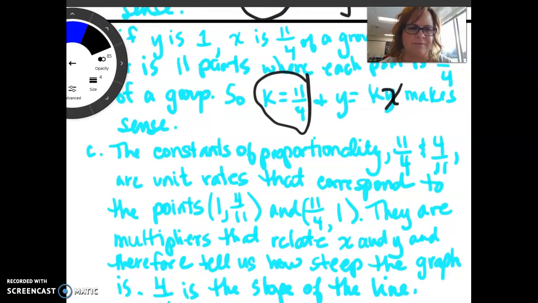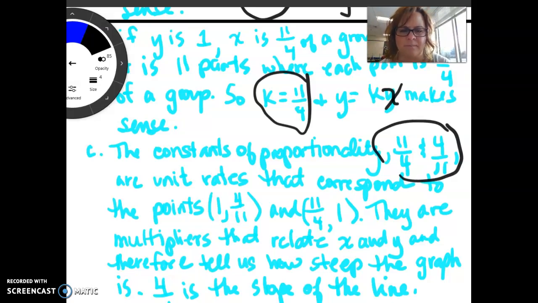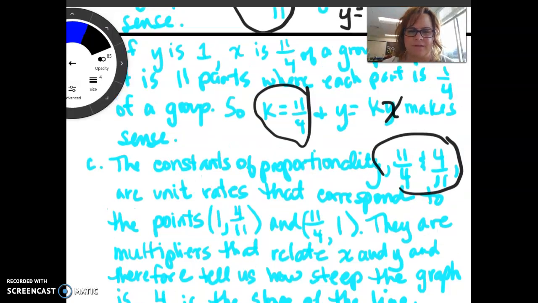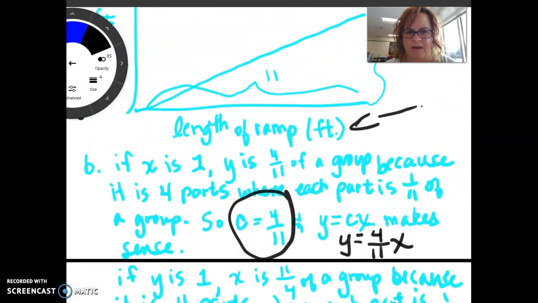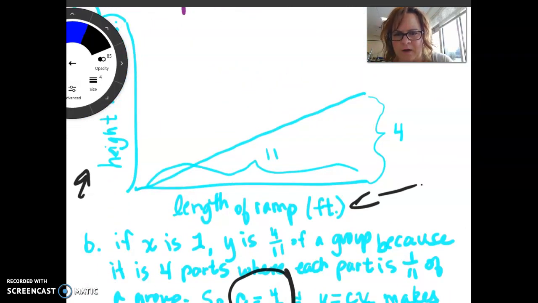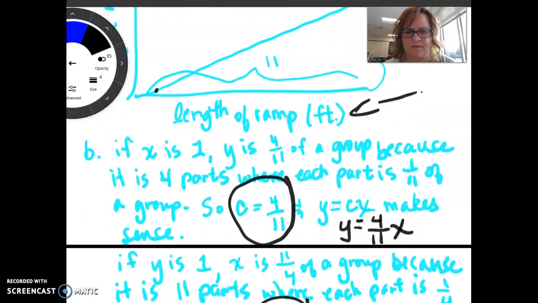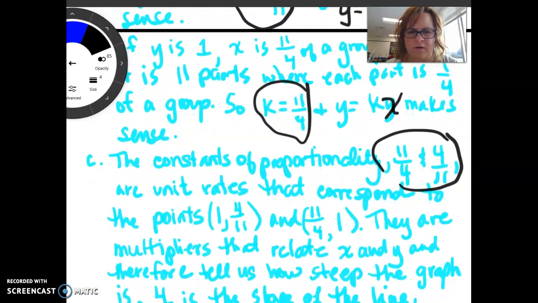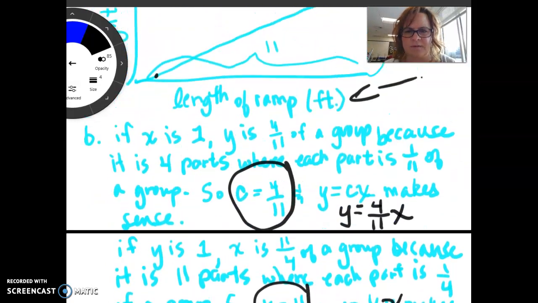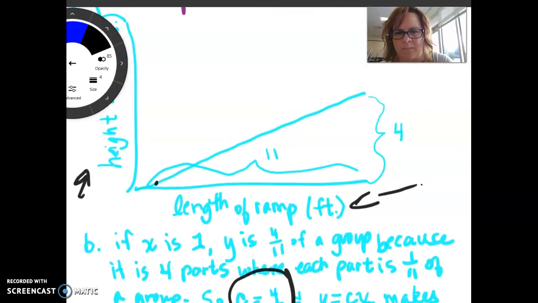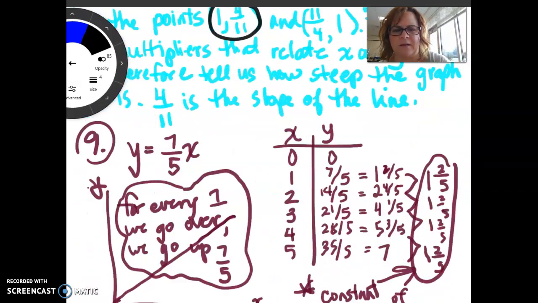graph. They're 11/4ths and 4/11ths, and those are simply the unit rates that correspond to the points (1, 4/11ths) and (11/4ths, 1). And so both of those points fall on this line. So if I go over 1, I'm going to go up just 4/11ths. And if I go over 11/4ths, I'm going to go up 1. All right, so that's what those points represent.